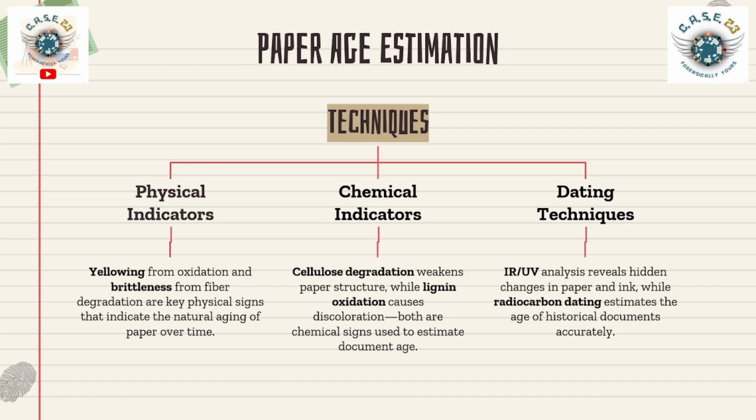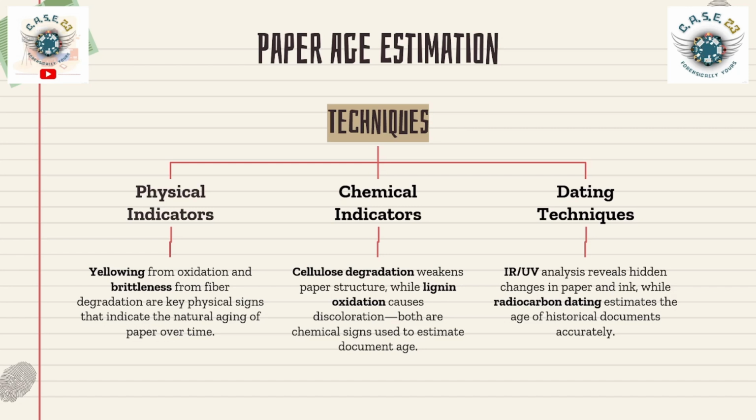Many of you have heard of this fact that paper is made mostly from cellulose and lignin, and both of these break down slowly as the paper gets older. Cellulose degradation weakens the structure of the paper and it becomes fragile and easy to tear. Similarly, lignin oxidation causes discoloration, that typically yellow or brown shade in old books or documents. That's because of lignin oxidation. These chemical changes help forensic scientists understand if the paper is truly as old as it claims to be. Then the third is dating techniques.